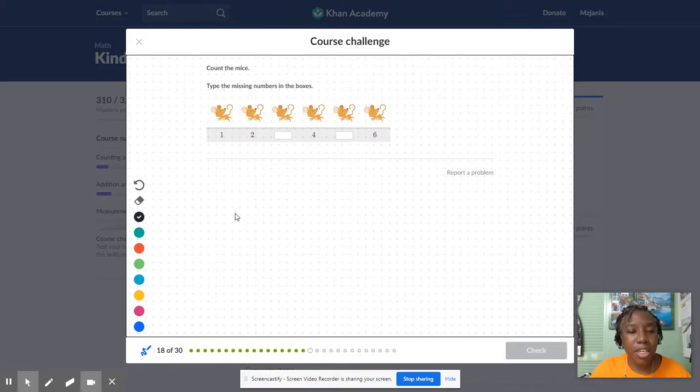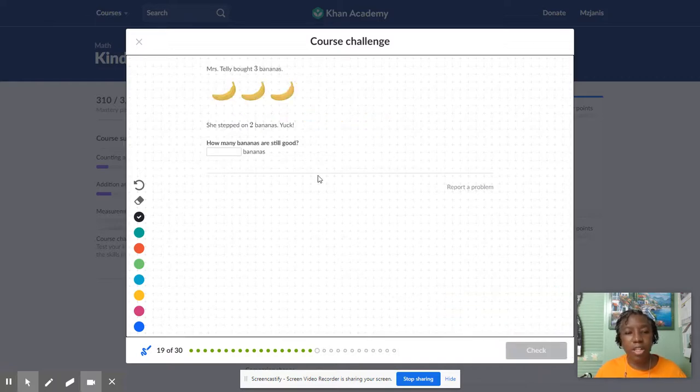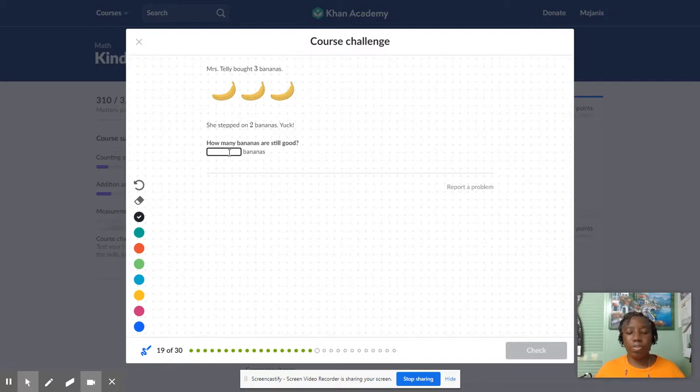So count the mice and type the missing numbers in the boxes. See, number recognition. $18 done. Keep going. Mrs. Telly bought 3 bananas. She stepped on 2 bananas. Yuck. How many bananas are still good? Don't you like the way they're using their thinking, cognitive, their memory?